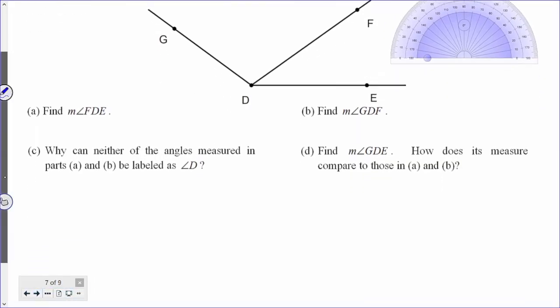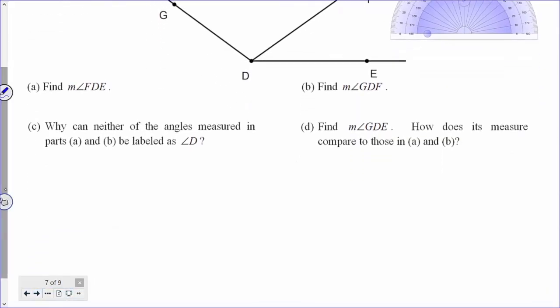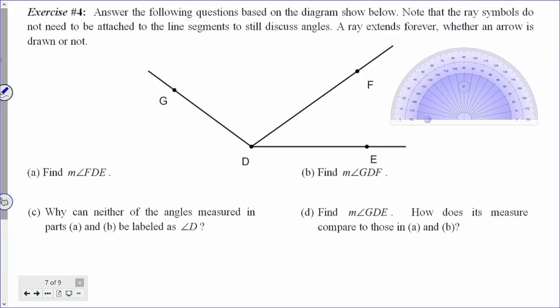But let's take a look at the rest of this particular problem. Letter A says find the measure of angle FDE. Letter B says find the measure of angle GDF. And then we'll talk about the other ones. But first, take a moment, use your protractor to find the measure of those two angles. All right, let's go through them. Bring it back into the screen. The measure of angle FDE.